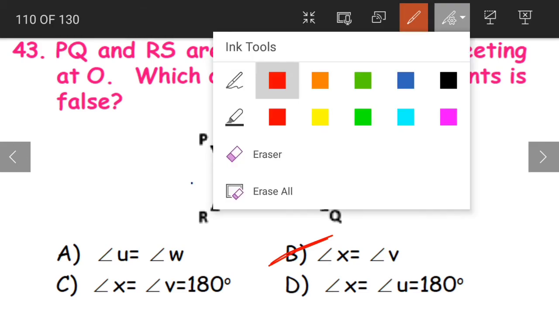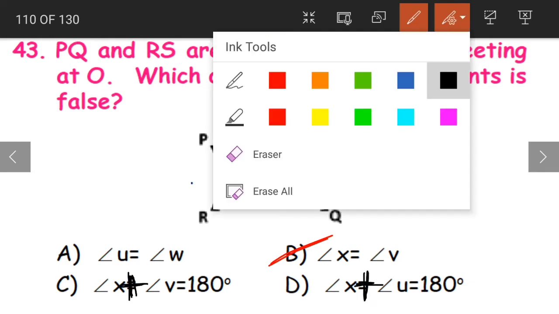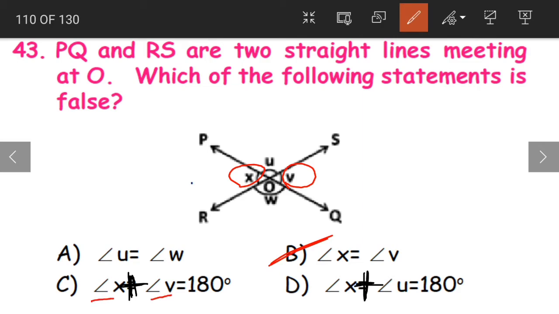Now coming to options C and D, there is a little bit of typing mistake. Here it's plus. Okay, now let us see. Angle X plus angle V is equal to 180 degrees. Now we do not know the values of angle X and angle V. They are saying that these two angles are equal to 180 degrees. This is false, children. Statement C is false.